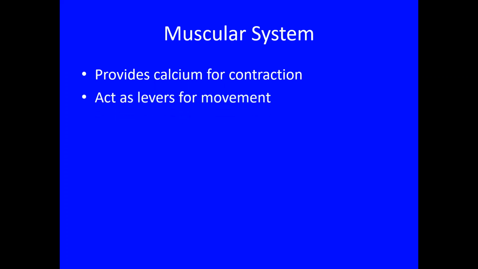With the muscular system, there is calcium that gets provided for contraction. Remember, that's what gets released from the sarcoplasmic reticulum that moves troponin and tropomyosin off of the active sites on the actins, so that the actin and myosin filament sliding can take place. They also act as levers for movement that the muscles actually pull on.